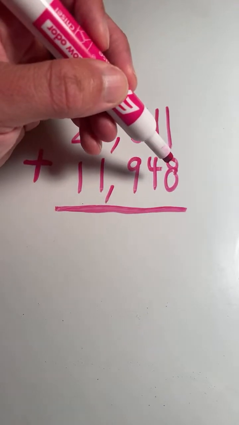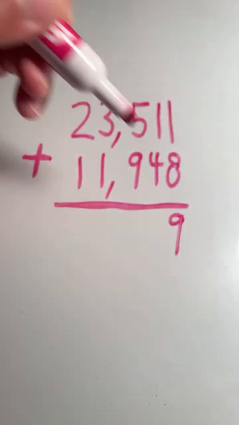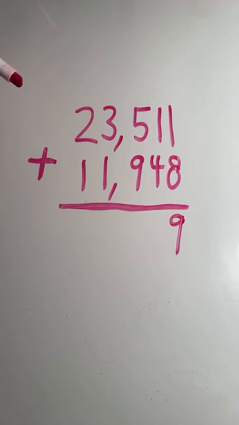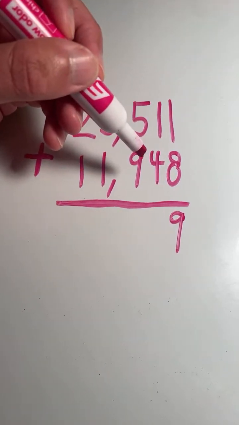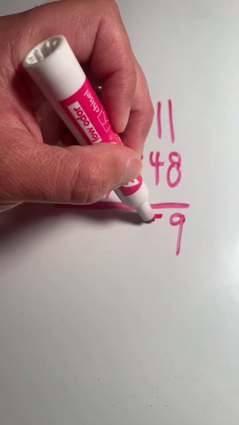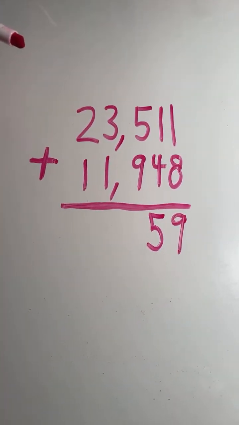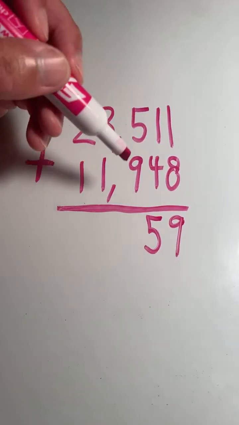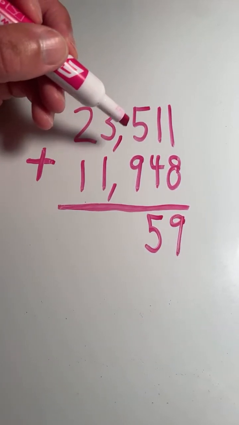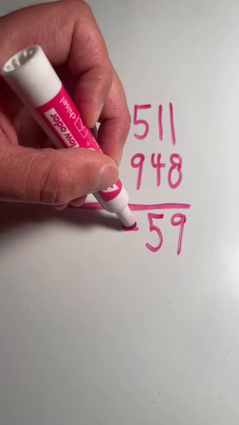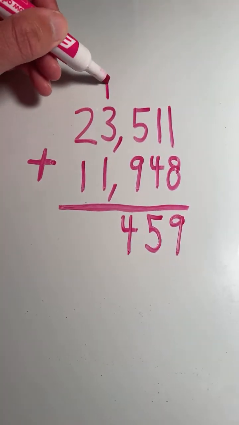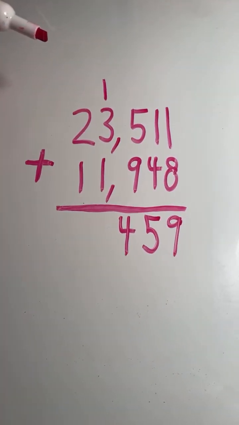So 1 plus 8 equals 9. 1 plus 4 equals 5. 5 plus 9 equals 14. Now, because our sum is more than 10, we will need to regroup here. So the 4 in 14 is going to go in the hundreds place. The 1 in 14 gets carried over to the thousands place.